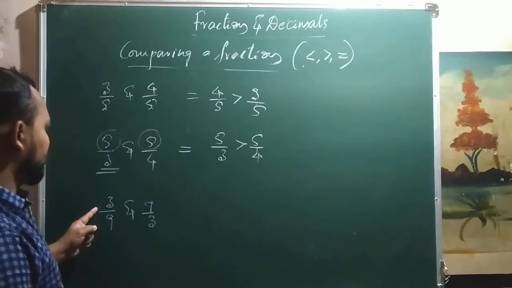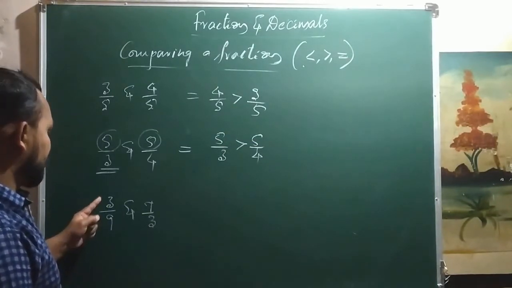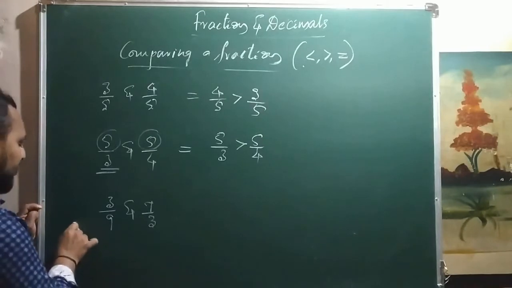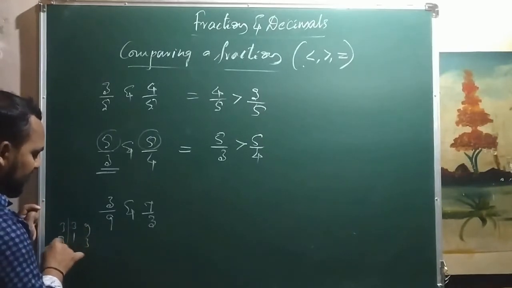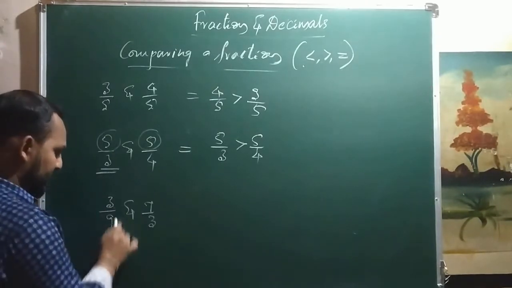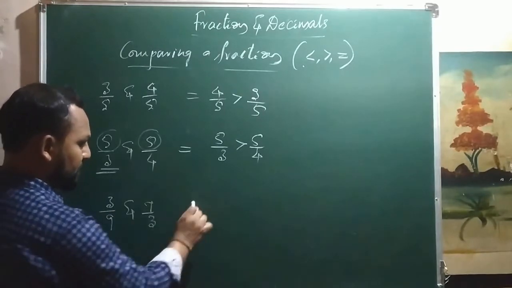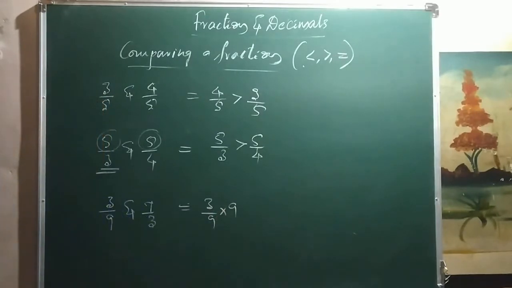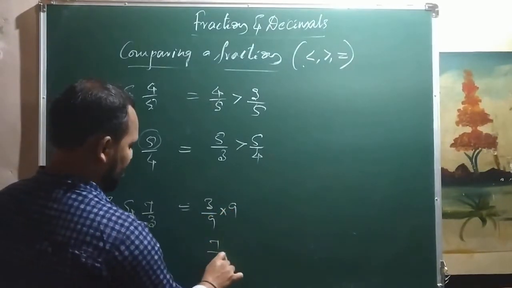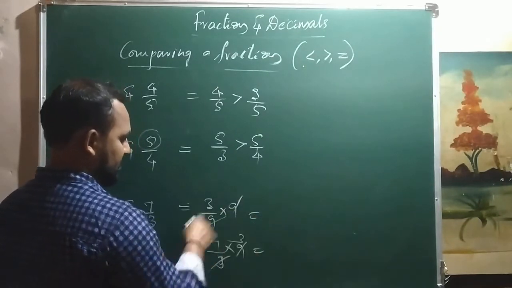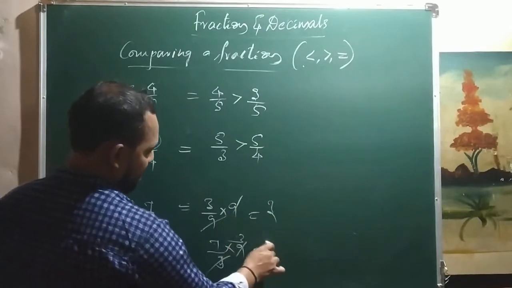Next, 3 by 9 and 7 by 3. What is the LCM of 9 and 3? 3 1s are 3, 3 3s are 9. The 9 is the LCM. So 3 by 9 into 9, and next 7 by 3 into 9. The 9s get cancelled. 3 1s are 3, and 7 3s are 21.